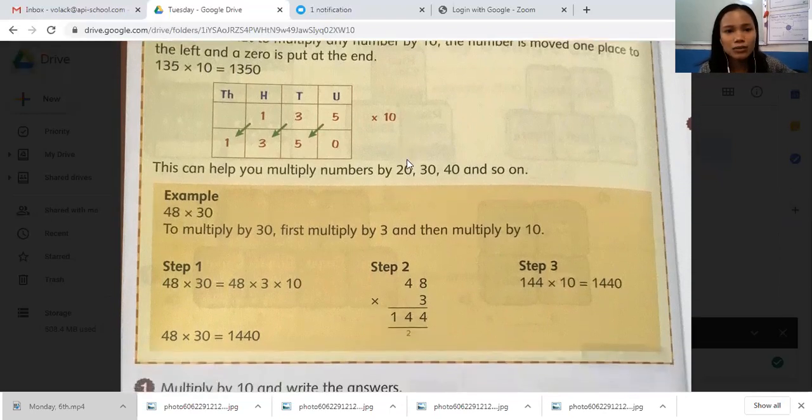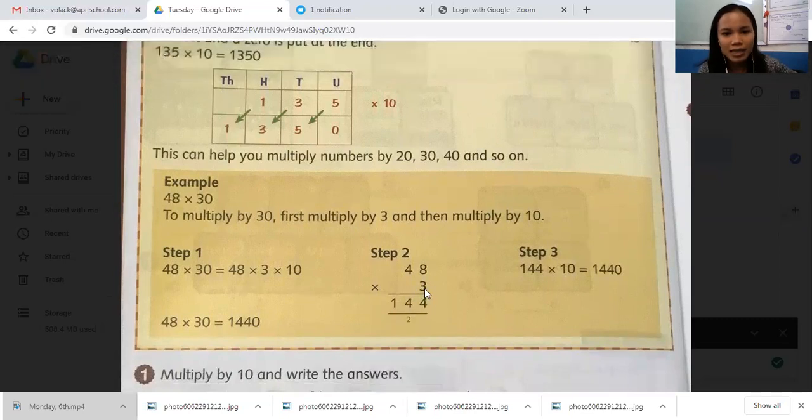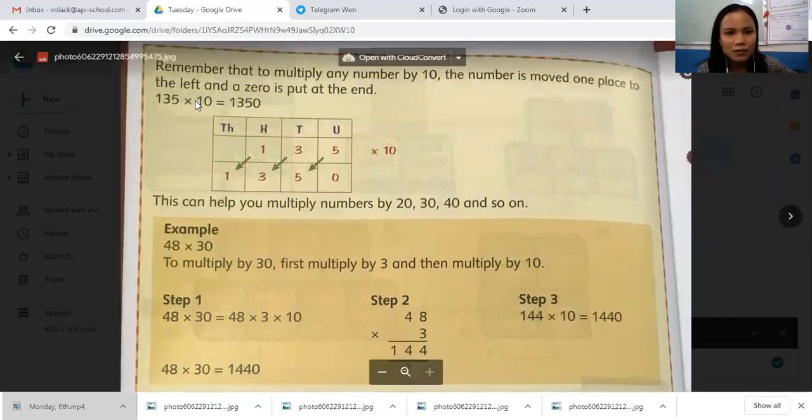So you don't have to do the math like 135 multiplied by 10, writing 10 here and then multiplying 0 with 5 equals 0, 0 with 3 equals 0, 0 with 1 equals 0, then 1 by 5, 5, 3, and then 1, and adding them together. You can just multiply the number with 1 and then get the 0 at the end.